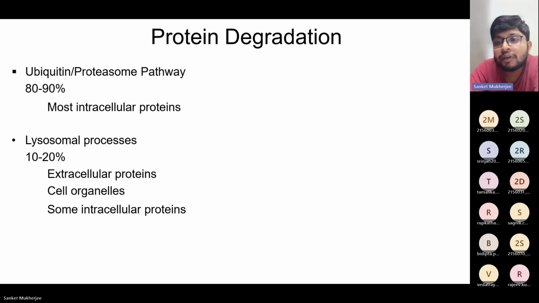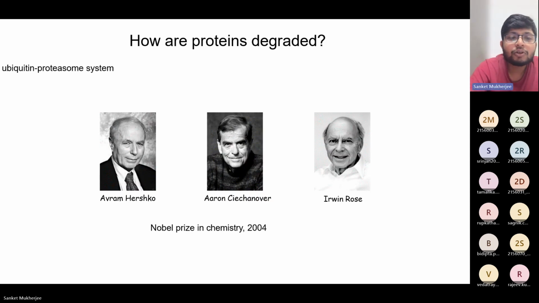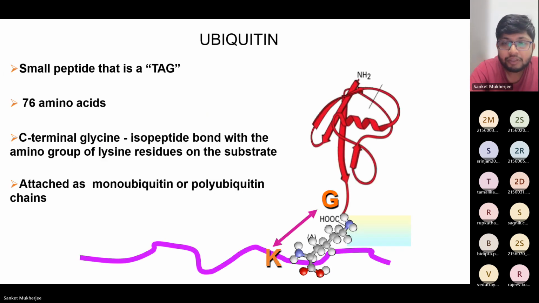You have heard about the ubiquitin proteasome pathway? Anybody? No, it's protein degradation. So how are proteins degraded? For this, people got the Nobel Prize in 2004. These are the three people who discovered this system. So let's talk about ubiquitin. You must have heard about ubiquitin.